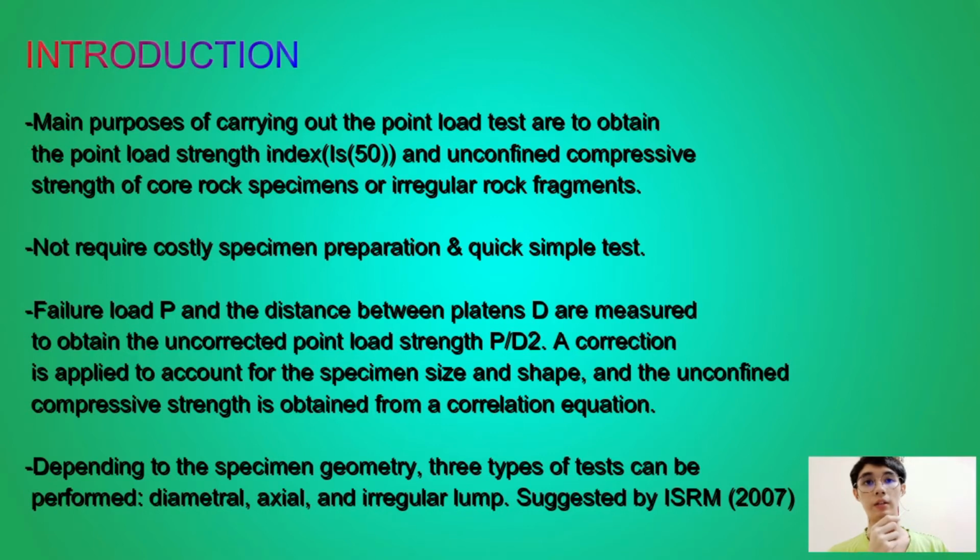Failure load P and the distance between platens D are measured to obtain the uncorrected point load strength, P over D squared. A correction is applied to account for the specimen size and shape, and the unconfined compressive strength is obtained from a correlation equation. Depending on the specimen geometry, three types of tests can be performed: diametric, axial, and irregular lump. It is suggested by ISRM 2007.